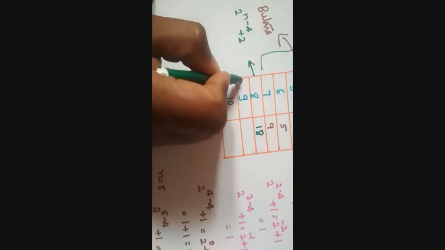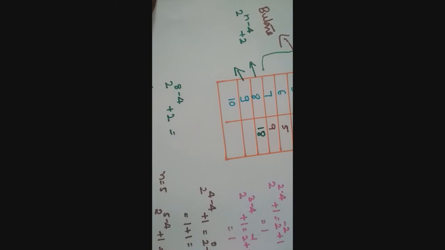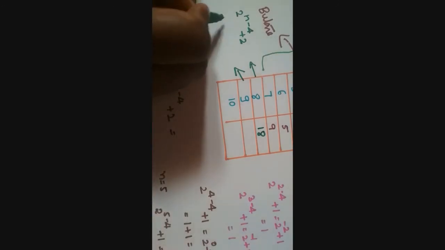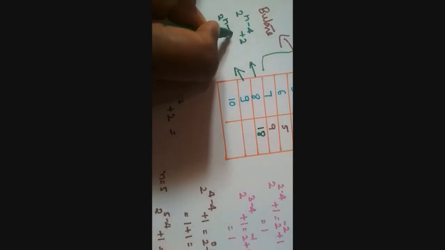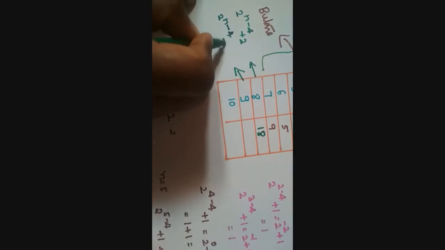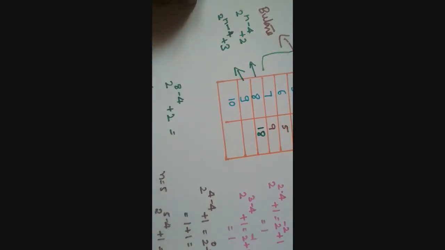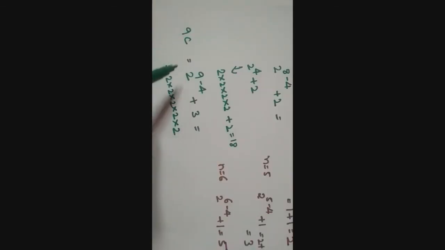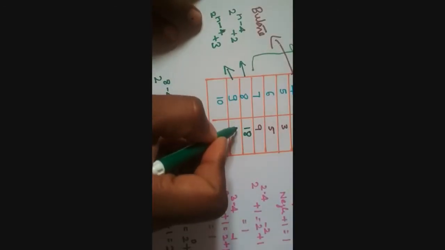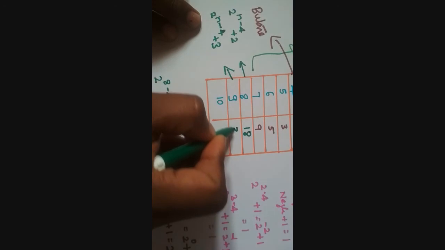When it comes to the 9 carbon alkane, you can use the formula 2 to the power of n minus 4 plus 3. You can write for 9 carbon atoms 2 to the power of 9 minus 4 plus 3. 2 to the power of 9 minus 4 is 2 to the power of 5, 2 into 2 into 2 into 2 into 2. You are getting 32 plus 3, which is 35. The possible isomers for the 9 carbon alkane is 35.